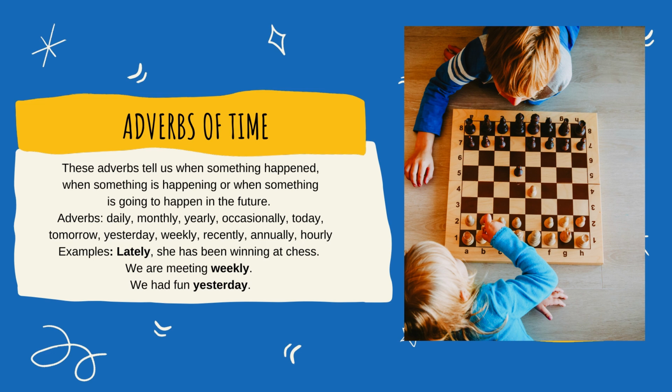So let's take a look at adverbs of time. These adverbs tell us when something happened or something is happening or is going to happen in the future. Examples of these adverbs are daily, monthly, yearly, occasionally, today, tomorrow, yesterday, weekly, recently, annually, hourly.